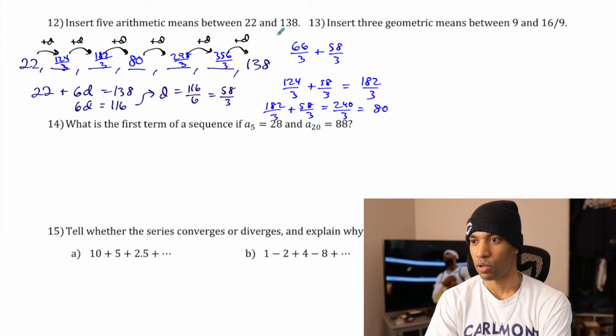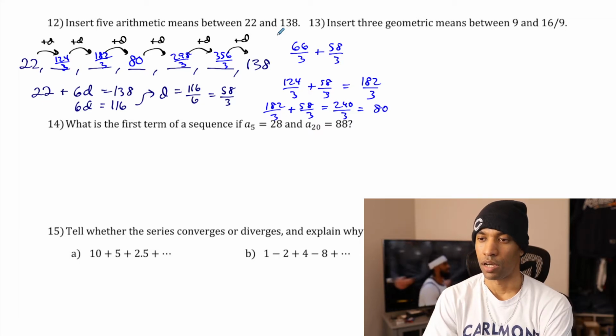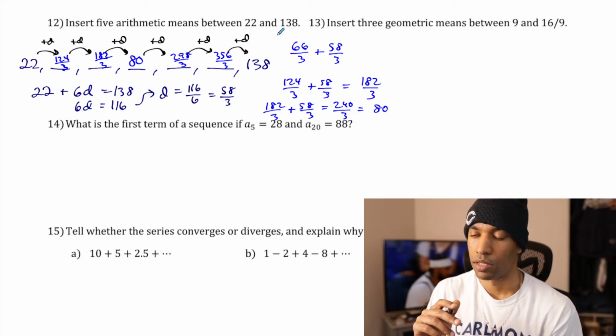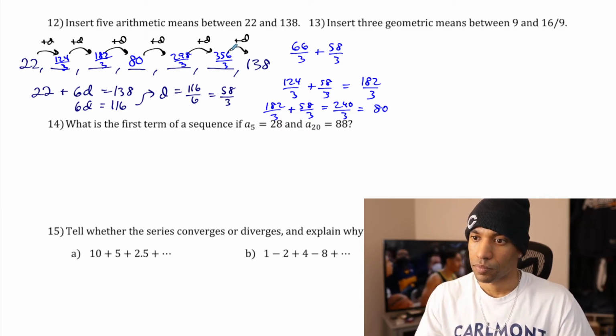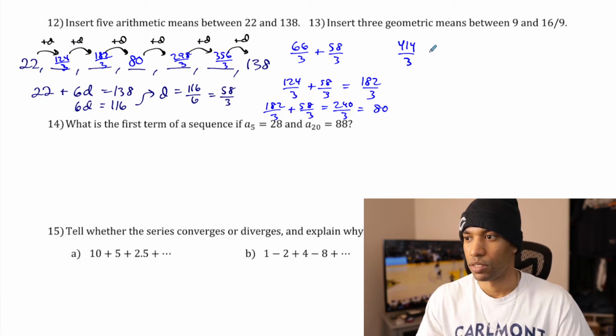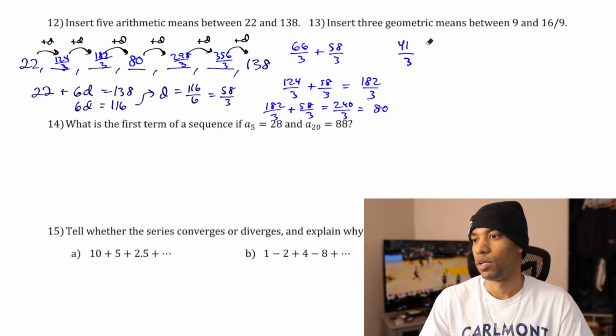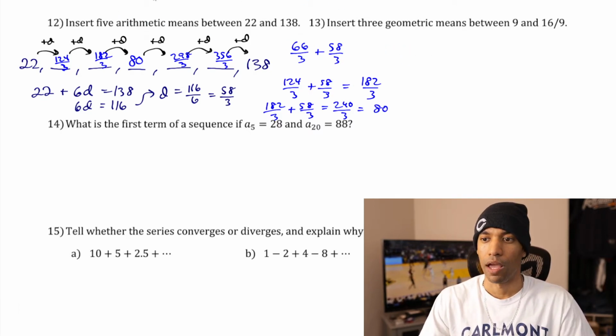No. Wait, hold on. What did I say? Hold on. I can't do my math, maybe. What are we adding? 58 over 3? Yeah, that would be 414 over 3. What is 414 over 3? 390, 130. Yeah, that's 138. Okay, 414 over 3. I apologize. I said 412. 414 over 3 right there. All right, that'll be it.